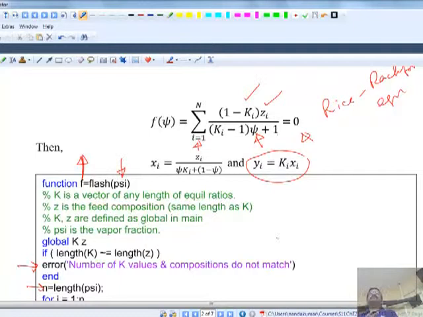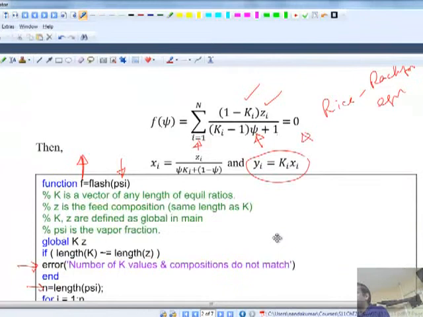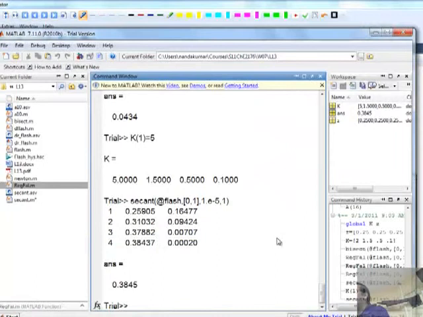Okay. I need to switch between MATLAB and this. See whether I can have both equations at the same time. Oops. The computer is finicky today.